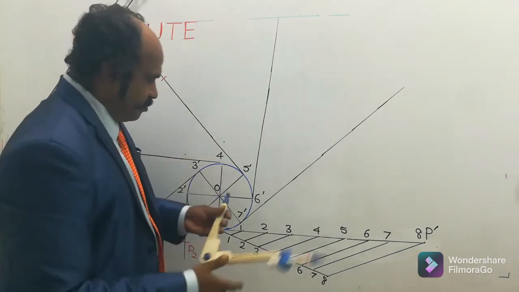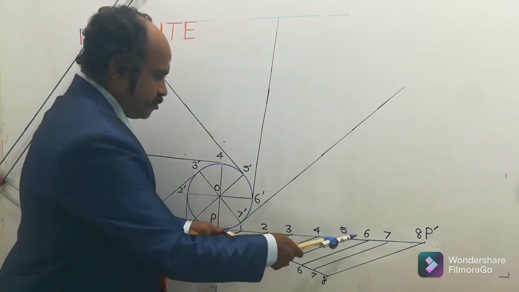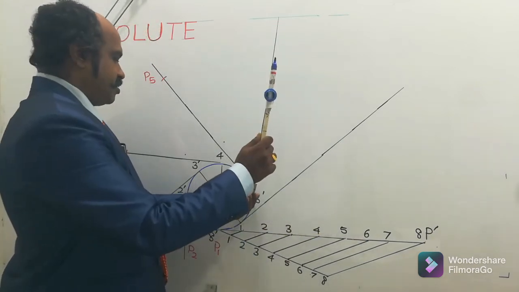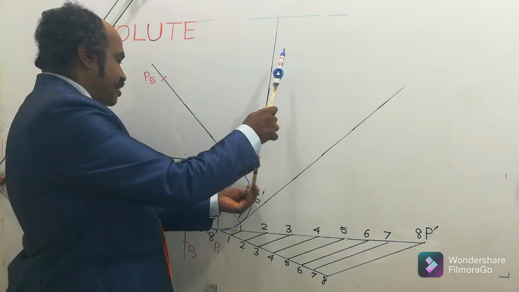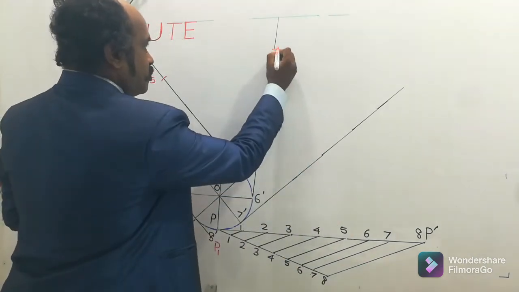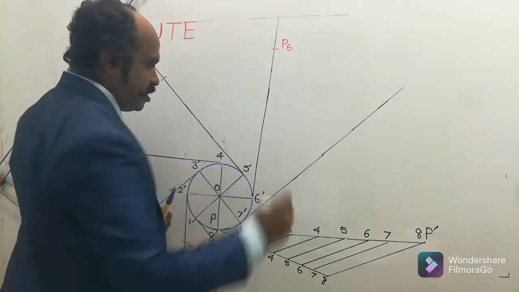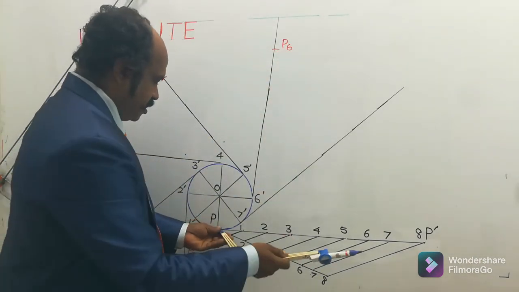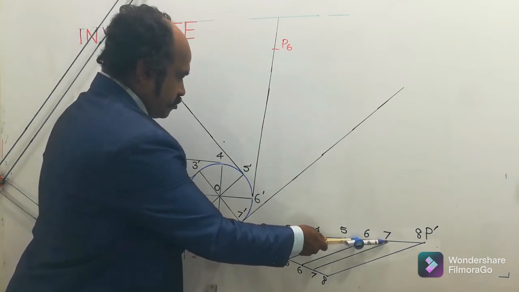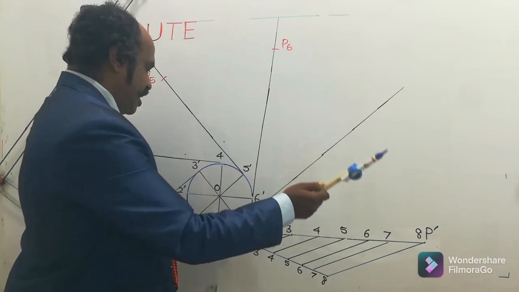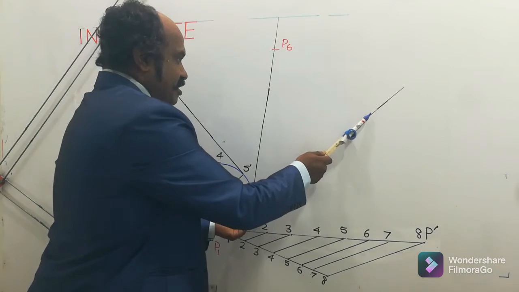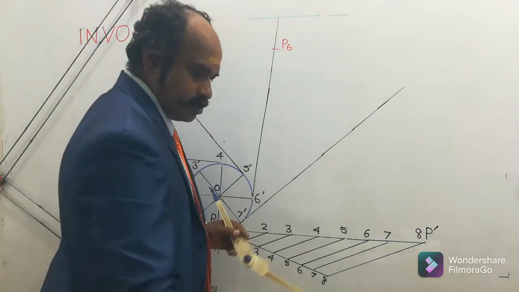Next take P6. Six dash, cut it here. This point shall be marked as P6. Next P7, take P7 distance in your compass. Okay, so 7 dash, this is the point called 7 dash. I cut it out, and the point is marked as P7.